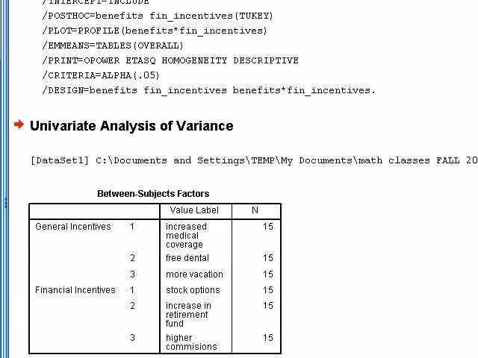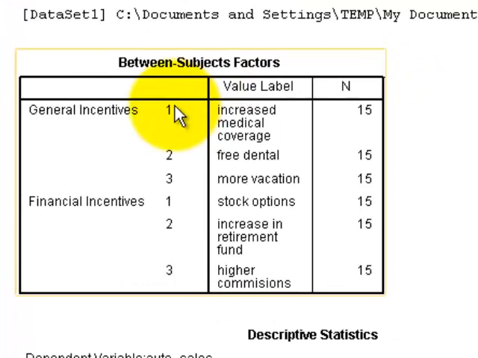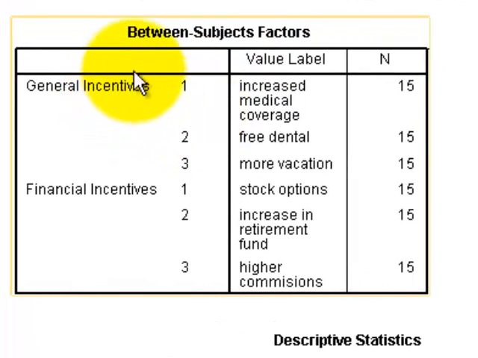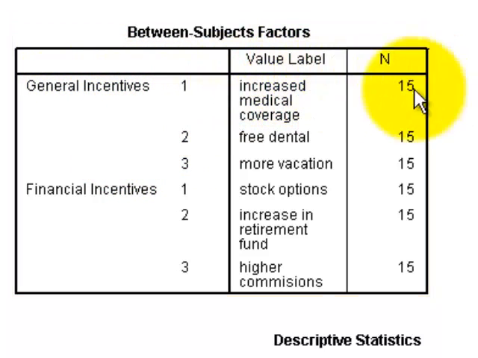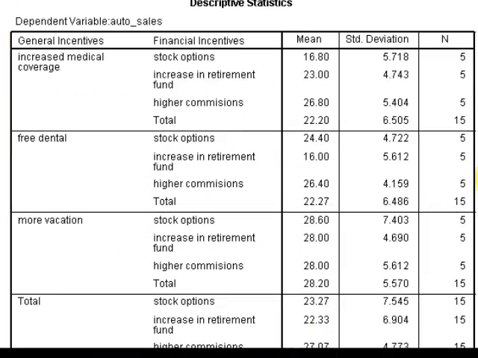Aren't you glad you don't have to do this one by hand? Okay, so here's the data in SPSS. This tells us how many are in each of the 3 levels of the general incentives. That's the benefits. And how many are in the financial side. Here's all the means and standard deviations from each one.